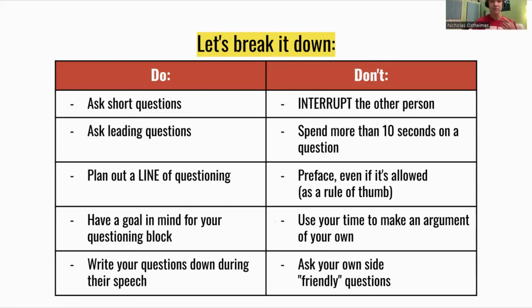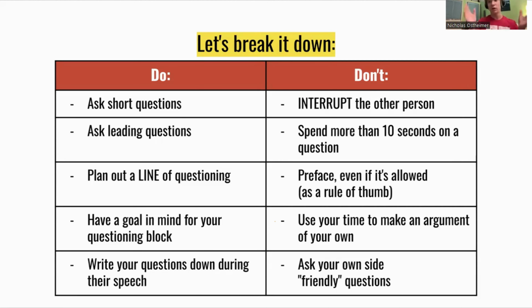So kind of in the theme of asking short questions or leading questions, you want to plan out a line of questioning and have a goal in mind for your questioning block. What concession do I want to get from the speaker? And how am I going to get it out from them in a way that they aren't going to expect?